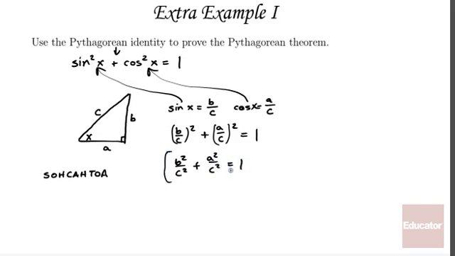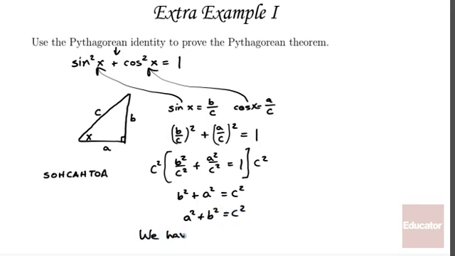I'm going to multiply both sides there by c squared. And so that'll clear my denominators on the left. I get b squared plus a squared. And on the right, I get c squared. And if I just switch around the two terms here, a squared plus b squared is equal to c squared. And so that is the very familiar equation. We have proved the Pythagorean theorem.